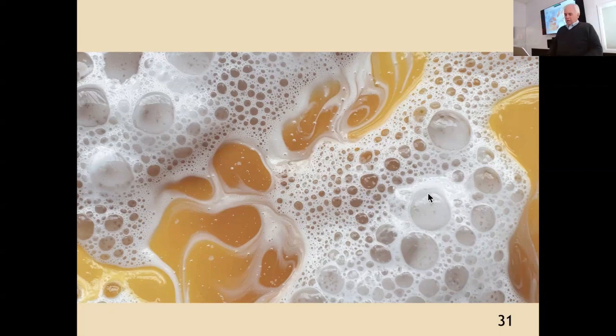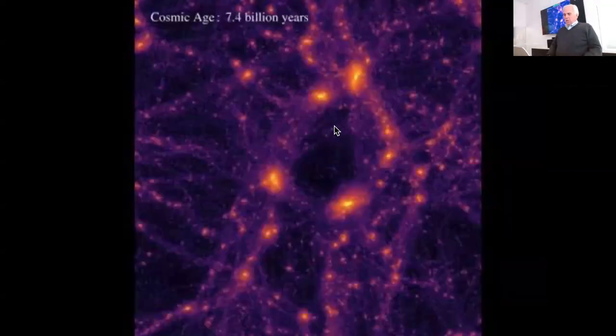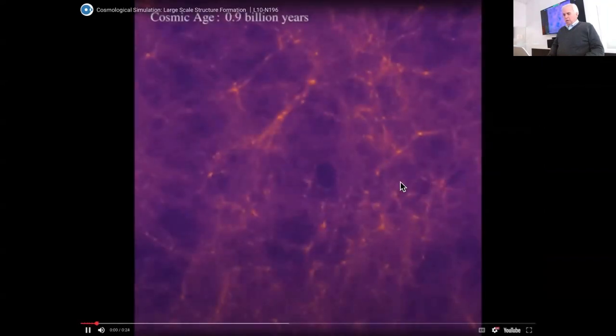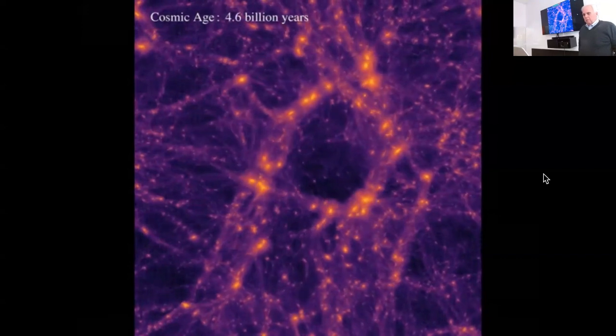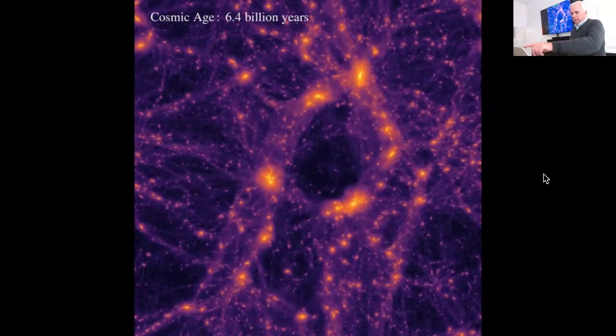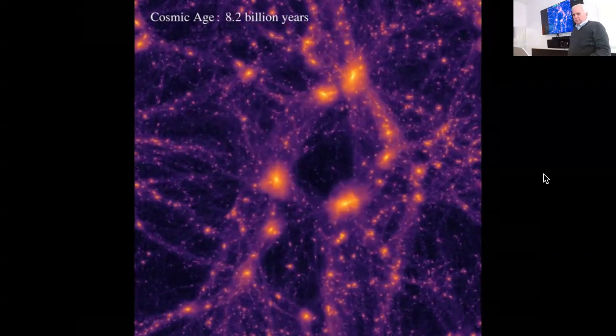And so that combination seems to give us the kind of structure that we see of these galaxies along lines. This is a mathematical description of this. Here's how the universe might have evolved. This is a mathematical computer description of it. The age is up on top.